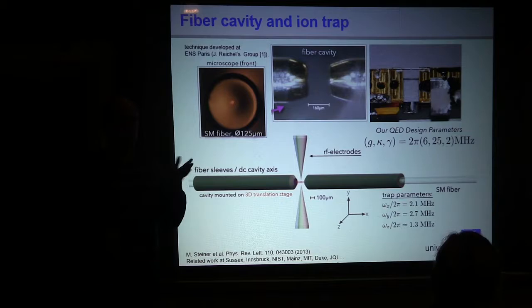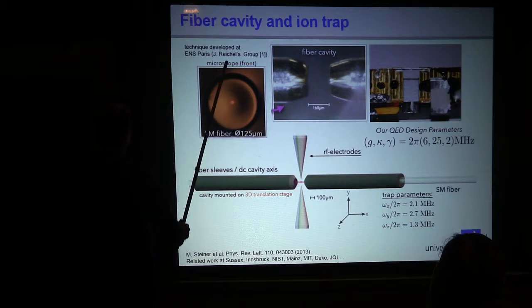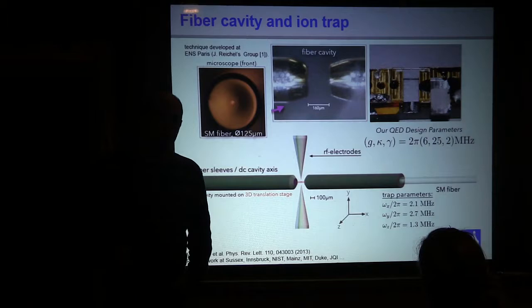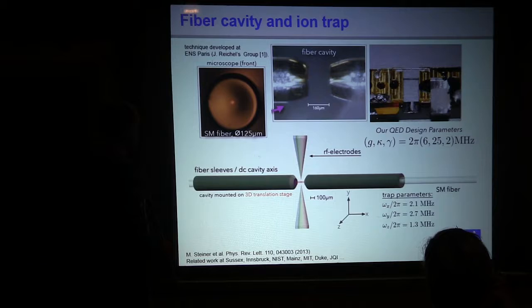And now you have to make a nice concave mirror out of that. So what you do is you hit this very hard from the front with a CO2 laser pulse, and then this fiber starts melting and melts into a concave surface. This is a technique that was invented and developed in Jakob Reichel's group in Paris, and we're collaborating with them. After you have melted your mirror surface, you can put a highly reflective dielectric coating on top. By now we can build cavities which have a finesse in excess of 200,000. These are extremely good cavities, but they're tiny.